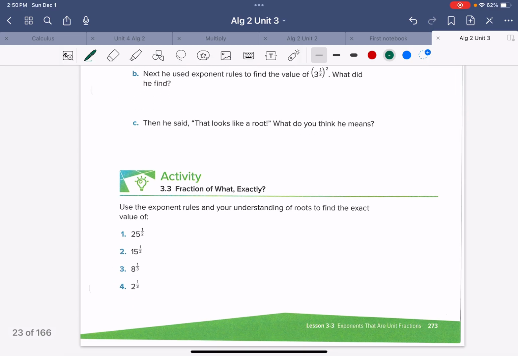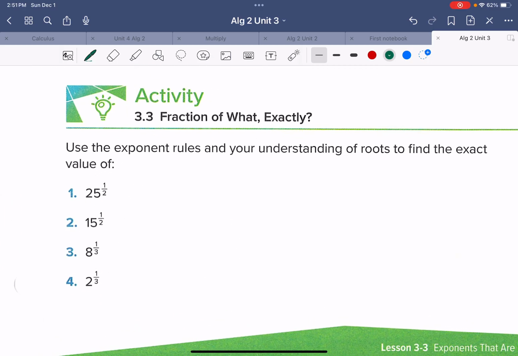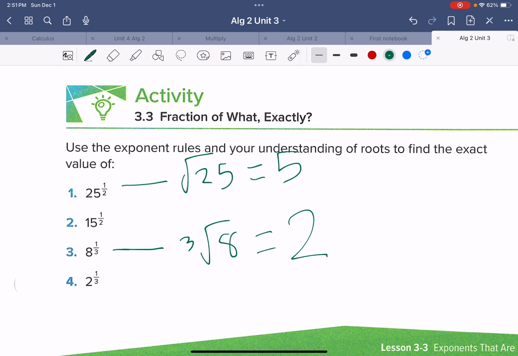But it means the same thing. Down here, they're summarizing this. This means the square root of 25, which is 5. That works out perfectly. Number 3 means cube root of 8. That works out perfectly too. That is 2. But these don't work out perfectly. This means square root of 15, which is kind of close to 4.